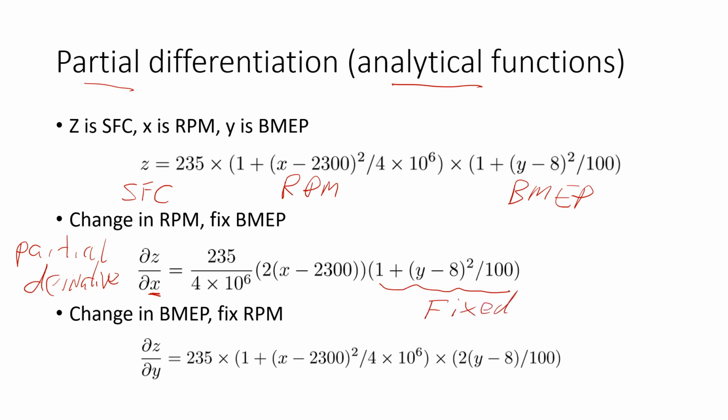I operate on X, but I don't do anything with Y. And that gives my slope. And when that is equal to 0 at my stationary point, I'll notice that X is 2,300. Now I can take the derivative with regard to Y, and this time my function of X is fixed. X is treated as a constant, and I operate on Y. And notice that the optimum Y is at 8 bar.